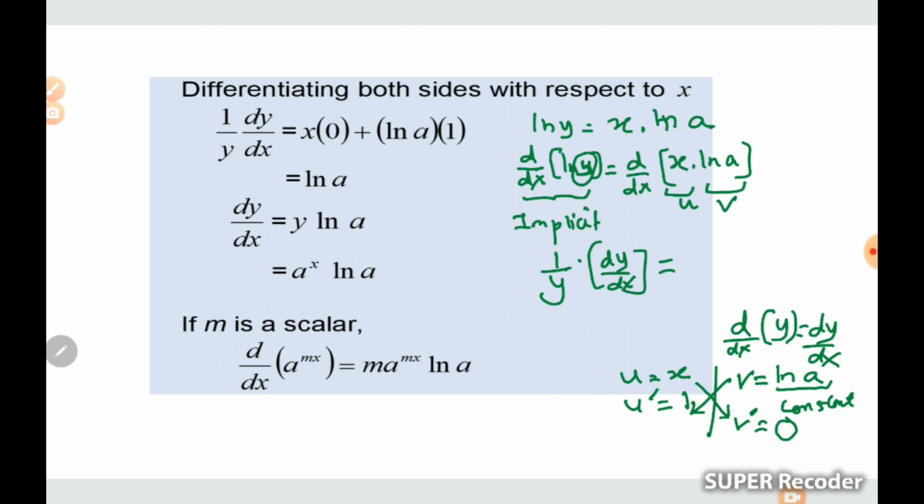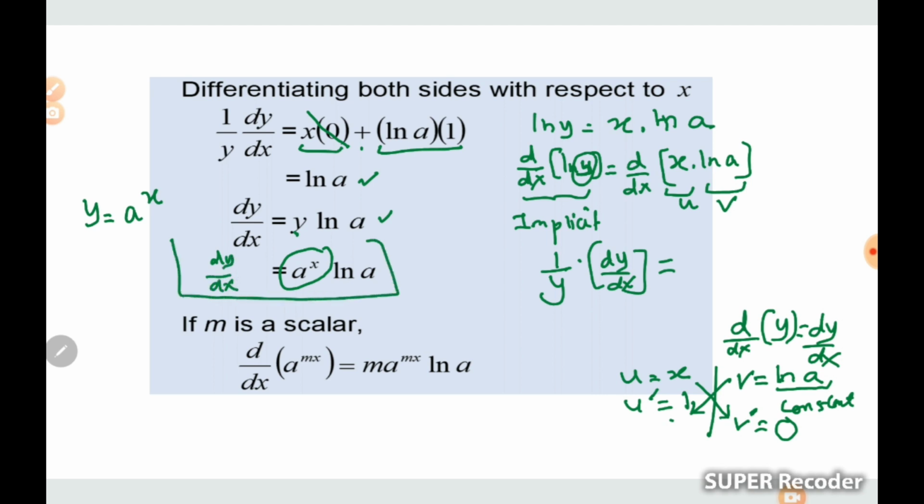So by using the product rule, we have x multiplied with 0 plus ln a multiplied with 1. Okay, now this one is 0, so we get 1 over y dy/dx equals ln a. So finally, dy/dx equals y multiplied with ln a. So substitute back, what is y? y equals a^x. Okay, so this is the conclusion. If given y equals a to the power of x, then dy/dx is equal to a to the power of x multiplied by ln a.